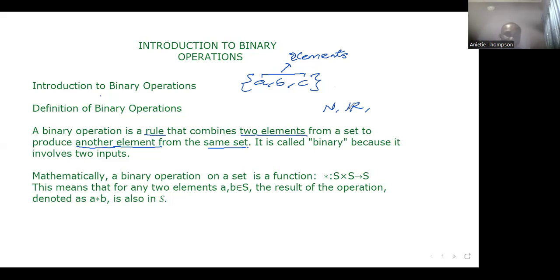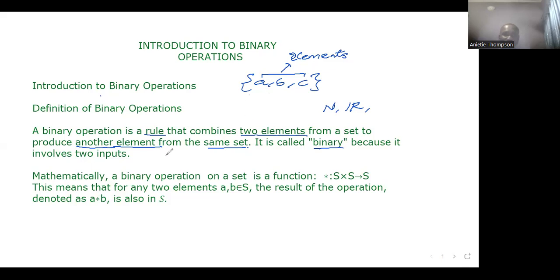So binary operation is about collecting some elements. It must be two elements. That's why we have the word binary. So we collect two elements from a particular set, and you combine them according to the property or the operator. Okay. So the operator will produce another element.